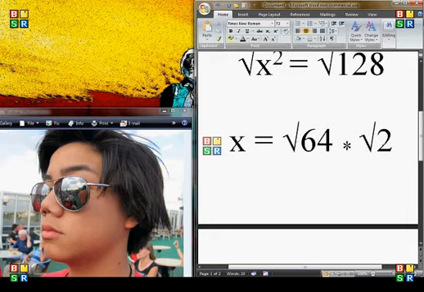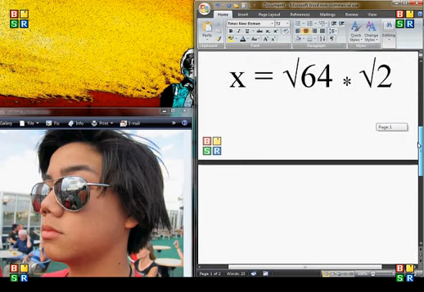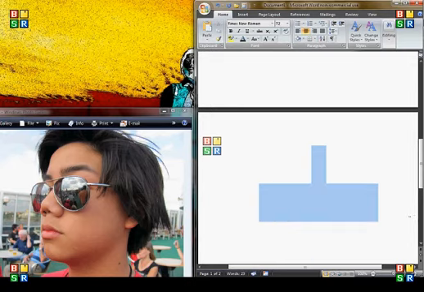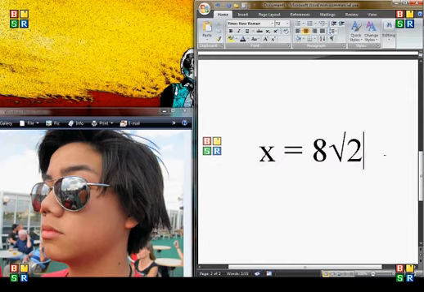2. And you can do that by doing your factor tree, or if you're just really good with numbers, which you probably are since you're a math teacher. I don't see why you'd be a math teacher if you weren't good with numbers. There's your thing. It's not simplified all the way yet, so that becomes x equals 8 times the square root of 2.